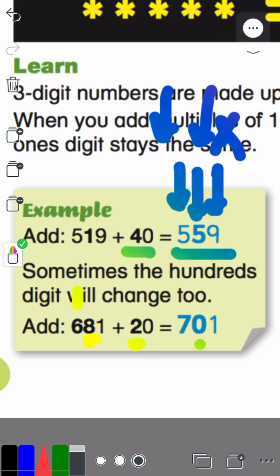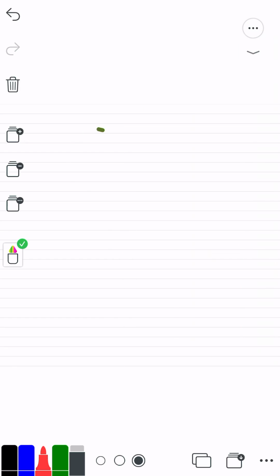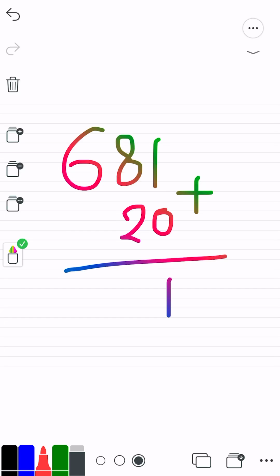So let's do that. Now, 681 plus 20. Look how I'm doing it. 681 plus 20. Place them right above each other. The ones and the tens right above each other. So here 1 plus 0 equals 1. 2 plus 8 or 8 plus 2 equals 10. Put the units down and the tens above the hundreds. So 10, 0 down, 1 above. Now 1 plus 6 equals 7.